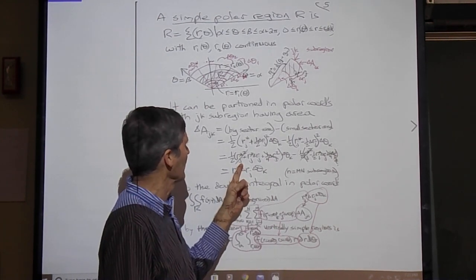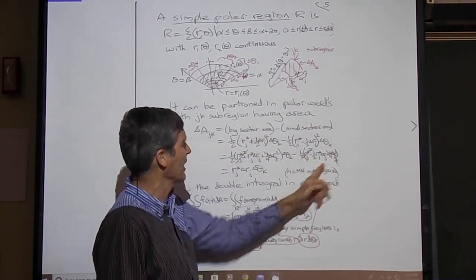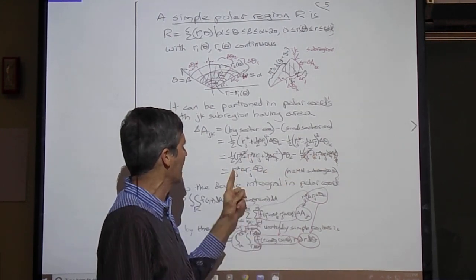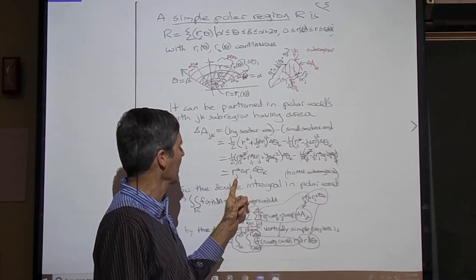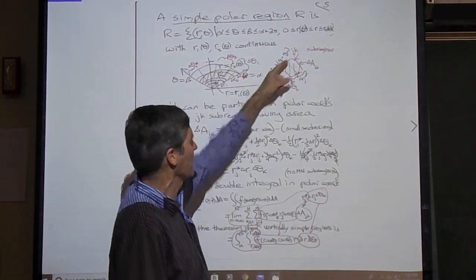I'm deriving the formula. Well, if you multiply this out by squaring, and you multiply this out by squaring, four of the terms cancel, leaving only these two terms that add up to Rj star delta Rj delta theta k. So that's the area of delta Aj.